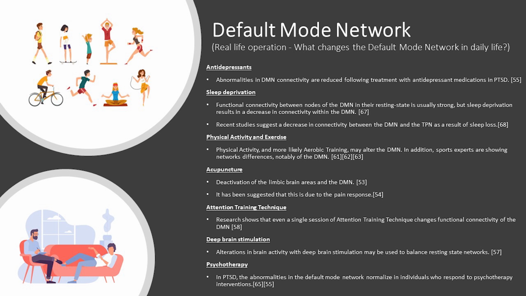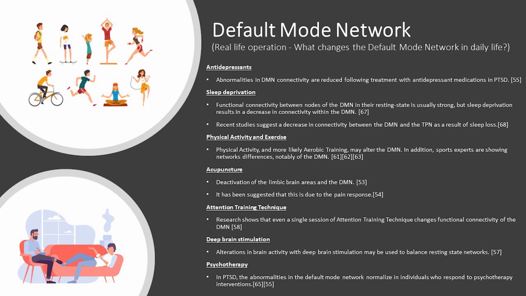So recent studies also suggest a decrease in connectivity between the DMN and the TPN as a result of sleep loss too. So task-positive network, reduced ability to stay on task, that explains that. Physical activity was postulated that it may alter the DMN. Acupuncture, there was a deactivation of the limbic brain areas in the DMN, and it was suggested that this was due to the pain response.